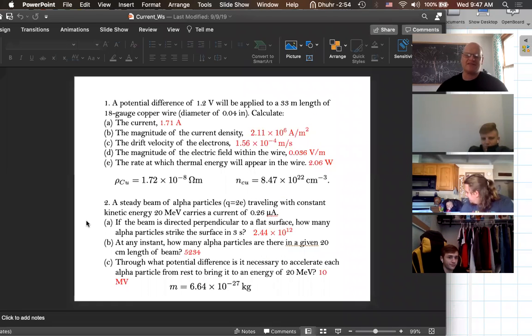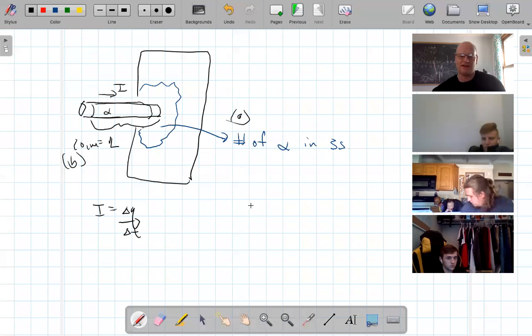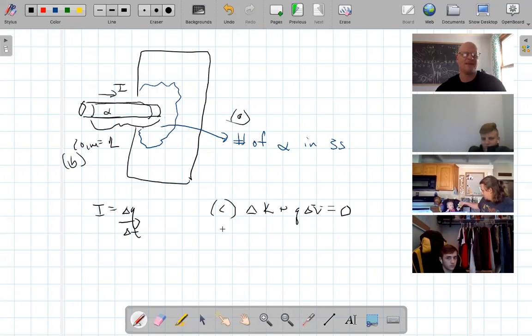Part C is saying, through what potential difference is it necessary to accelerate each alpha particle from rest to bring it to an energy of 20 mega electron volts? This is just conservation of energy from the last exam. So the change of kinetic energy plus the charge times the change of potential is equal to 0. This one is just asking us to remember conservation of energy. So this is part C. It's going back to that.